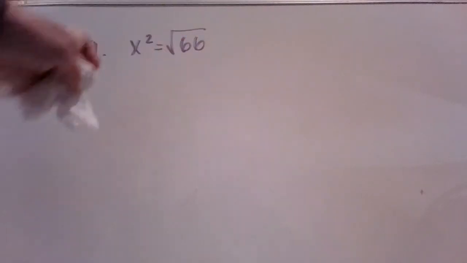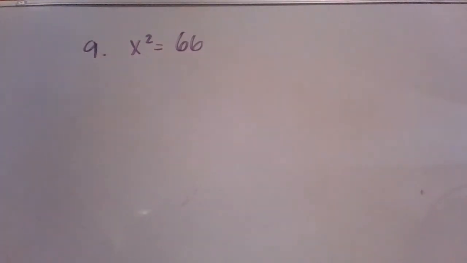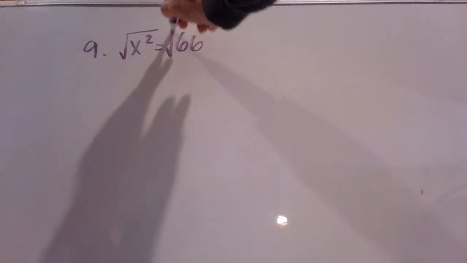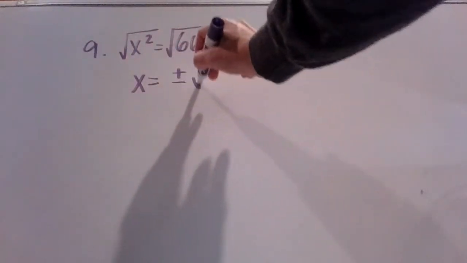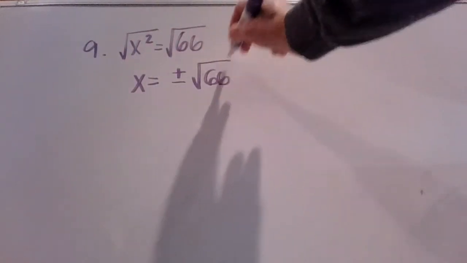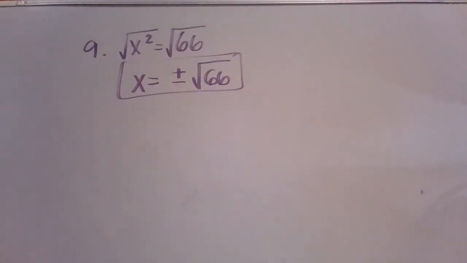Well, I know that 66 is not a perfect square, so I still have to find the square root of it. So x is equal to plus or minus the square root of 66. This is your answer. No fraction, just this.